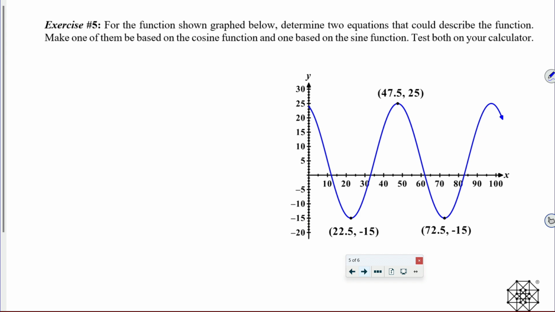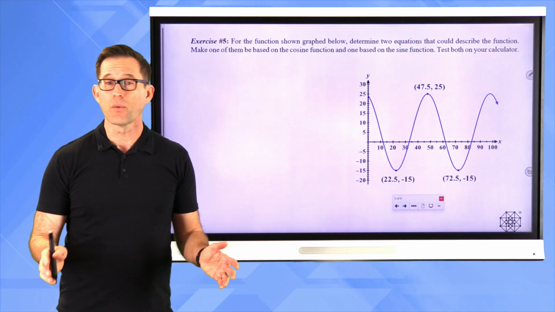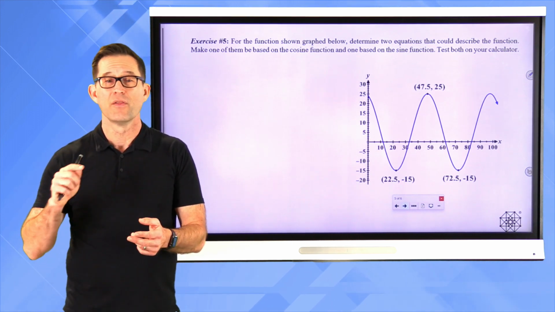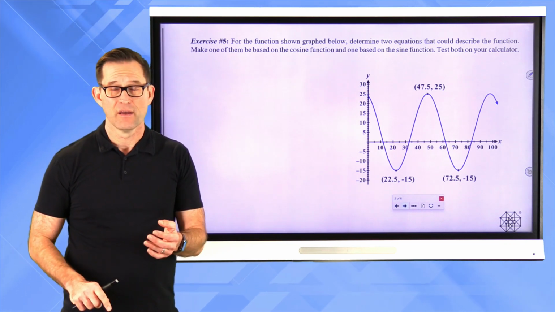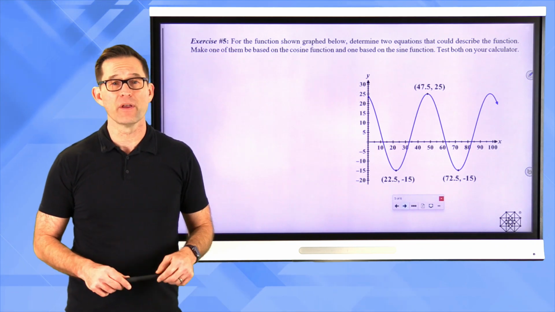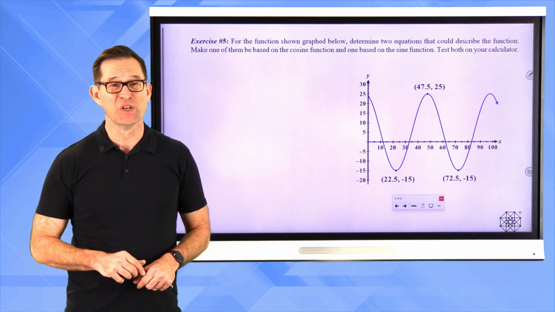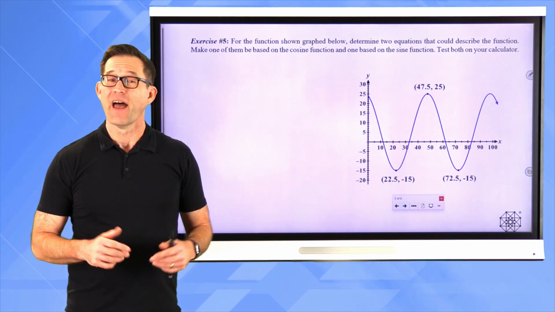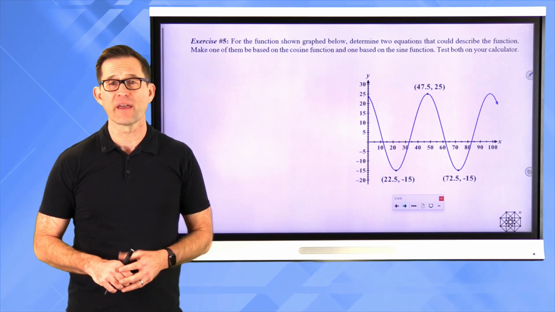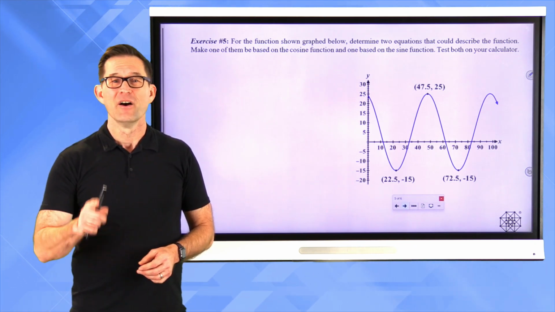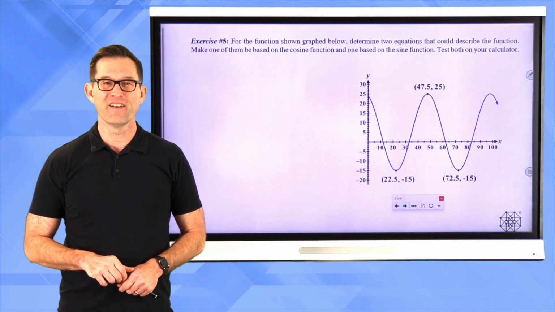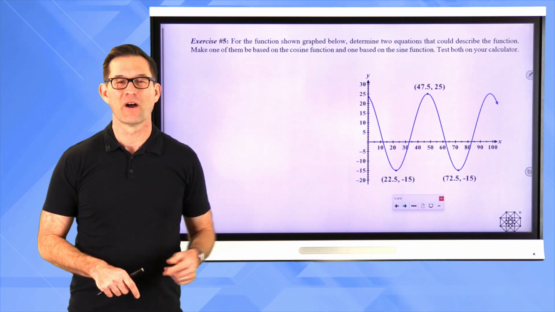All right, great. So what I'd like you to do is start with this problem, figure out the midline, the amplitude, the period, the frequency. I would then graph the midline for yourself. I'd figure out what a quarter of the period is, just so you have that handy, because you're going to need it. And then think about sine and cosine. Think about whether you want your A to be positive or negative, and take it from there. Pause the video now and see if you can come up with two of the infinite number of correct equations that describe this graph.